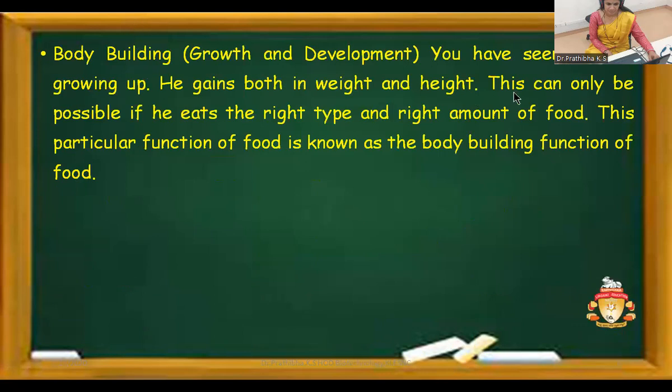So further, when we take the functions related with the bodybuilding, which is responsible for the growth and development, you have seen a child growing up, right? So the body is building based on the nutrients whatever the child has taken, right? He gains both in weight and height. This can only be possible if he eats the right type of food and right amount of nutrients in the food, right? Right type is also important and right amount of food is also important. You can't consume too much, right? So this particular function of food is known as the body building functions of food.